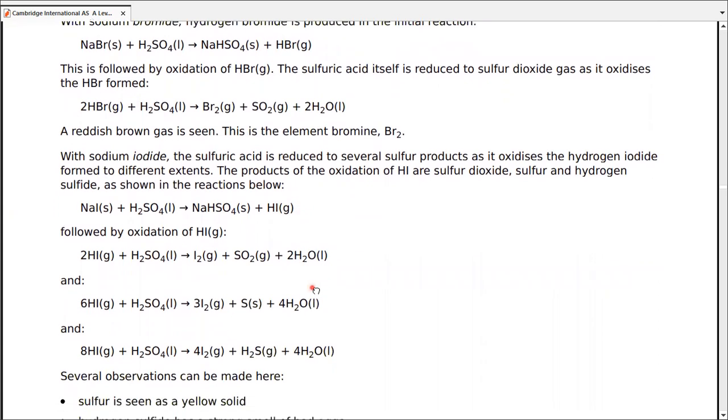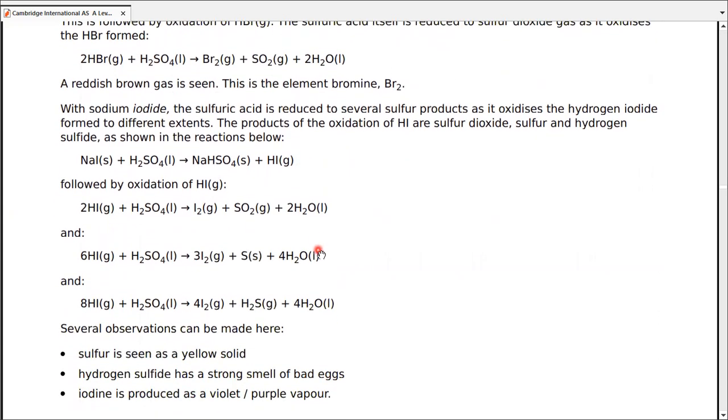With sodium iodide, the sulfuric acid is reduced to several sulfur products as it oxidizes. So the hydrogen iodide is formed to different extents. Let's take a look at the products of oxidation of HI, and you're going to see many different reactions here. This is the initial reaction forming HI, but of course, HI can be oxidized by sulfuric acid. So let's take a look at it.